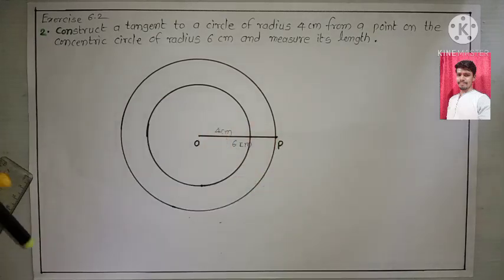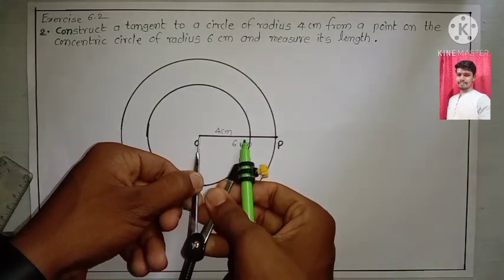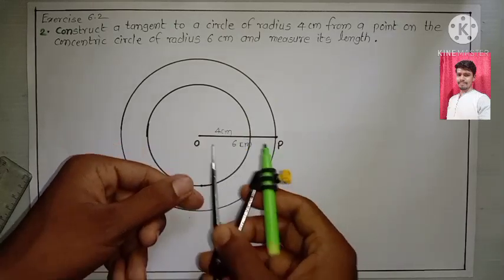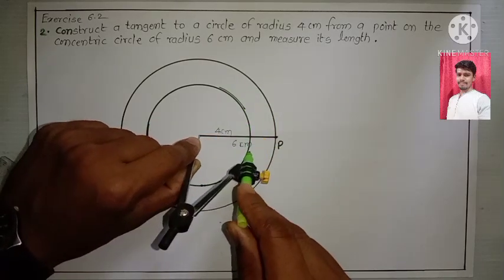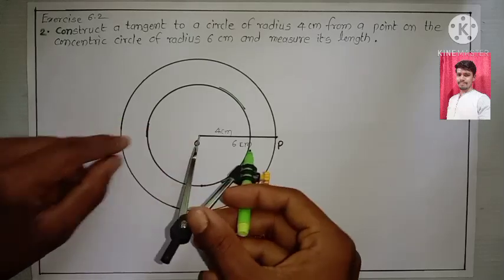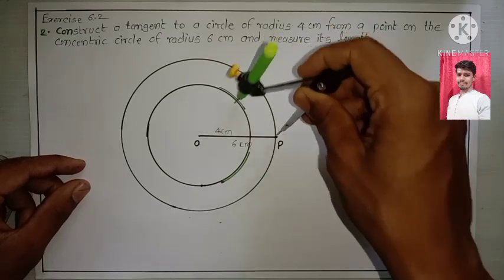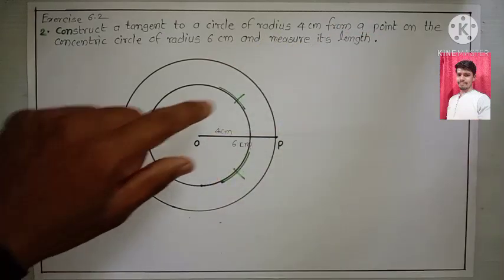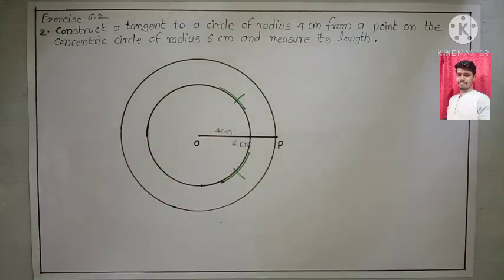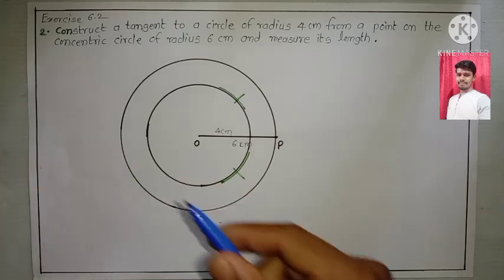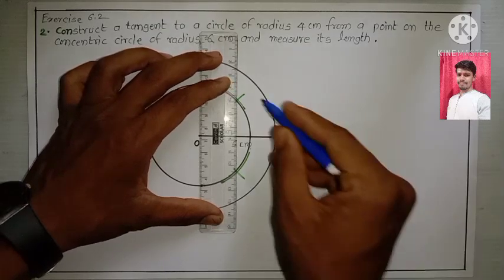So in step 3, what do we do? Take more than half of the OP distance in the compass and put the needle on point O. Draw one arc upside and one arc downside. Again put the needle of the compass on point P and draw one arc on this side and one arc downside. Here the two arcs intersect each other. Through these intersecting arcs draw one straight line, which is step 4. See, now we are drawing one straight line which passes through the intersecting arcs.